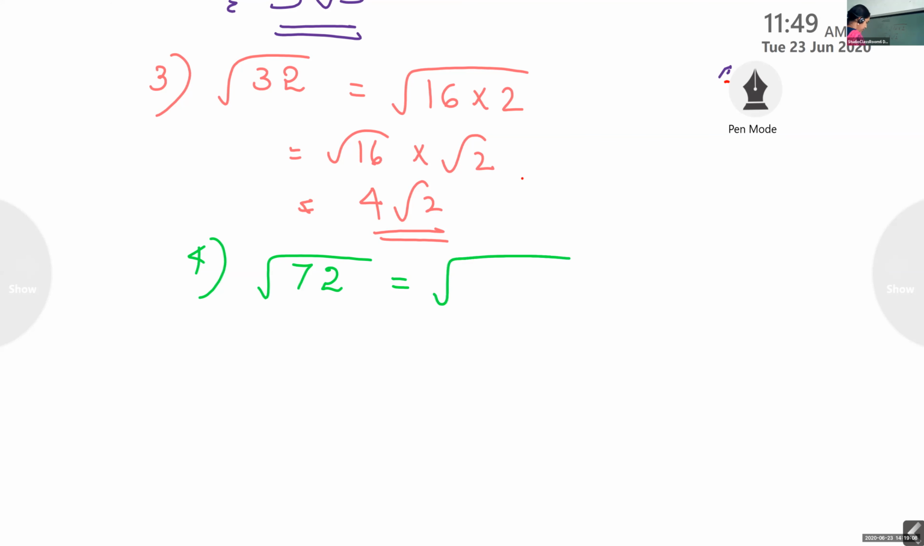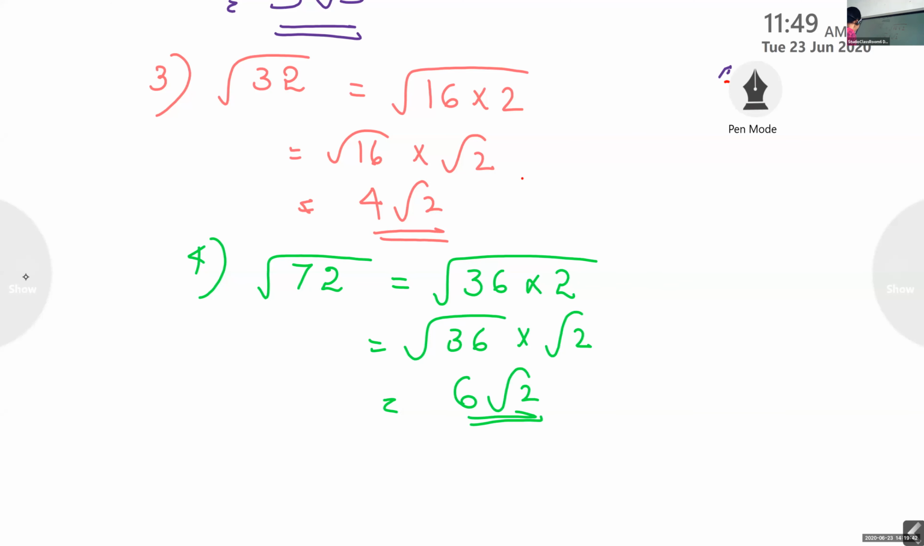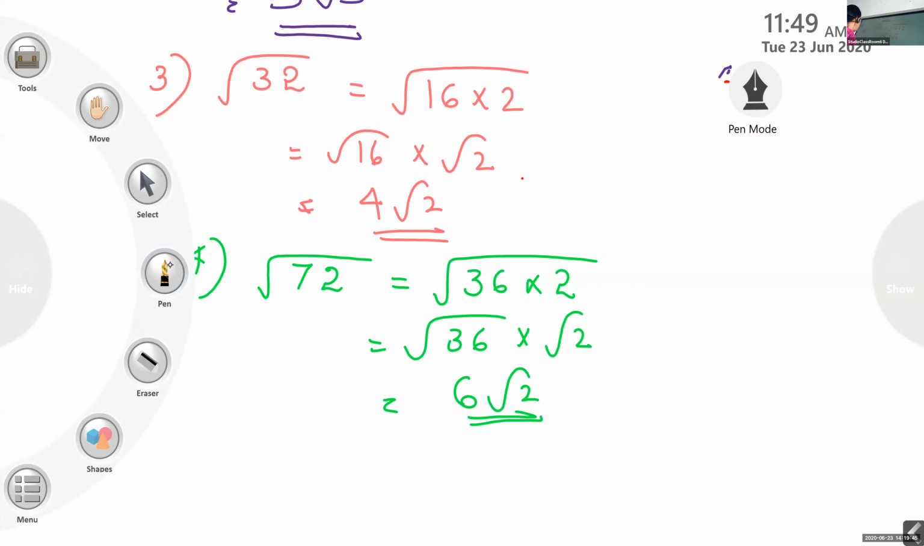So root 72 is 36 into 2. It is root 36 into root 2. Now what is the answer? Root 36, who told that it is 18? Root 36 it is? 6 root 2. Okay, 6 root 2. Fine. Next question. Very simple question and very useful also.